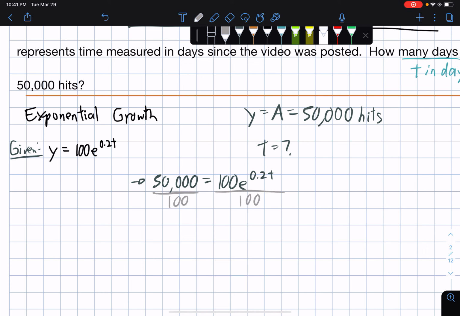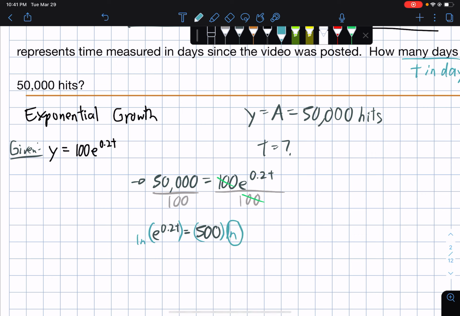Divide both sides by 100. Cancel. So e raised to 0.2t is equal to 50,000 divided by 100, which is 500. And in order to eliminate Euler's number, we take ln on both sides.